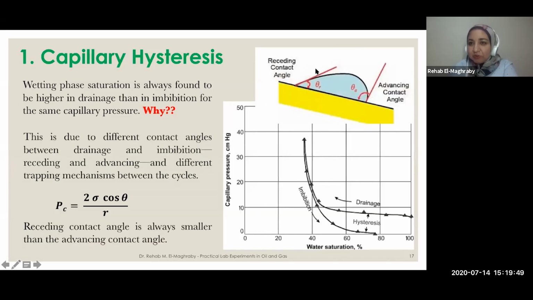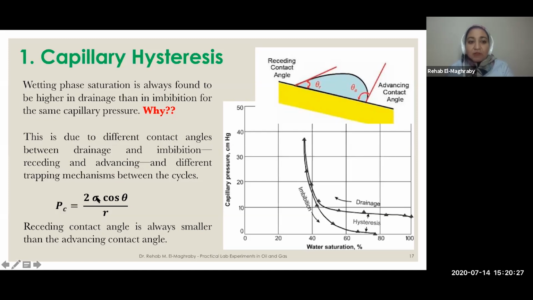If you remember from part 1 in the contact angle, I talked about the receding contact angle and the advanced contact angle. The receding contact angle is mainly the drainage, where the oil is forcing the water, so it is the primary drainage. This expresses the receding contact angle. It is a smaller contact angle compared to the contact angle during imbibition, where the water is pushing the oil outside.